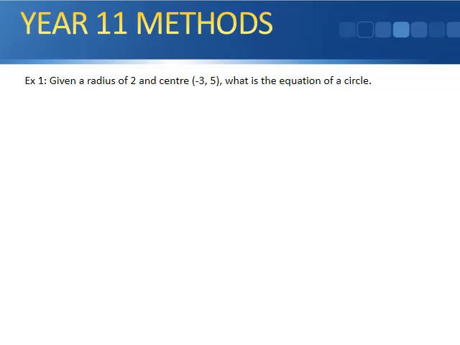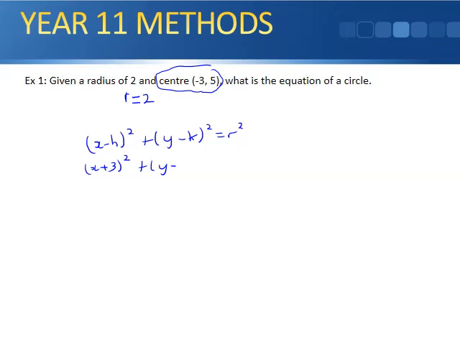So example 1 says, given a radius of 2, so there's my r, and a centre of -3 and 5, what's the equation of the circle? Using the rule, I have x minus h all squared plus y minus k all squared equals r squared. So we've got x minus -3 becomes +3 squared, plus y minus 5 all squared equals 2 squared, and 2 squared is just 4. So I've found the equation of the circle.